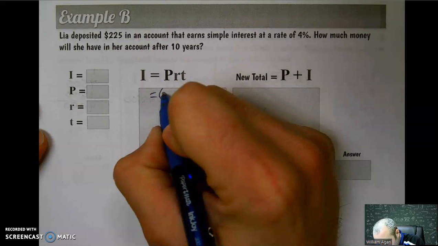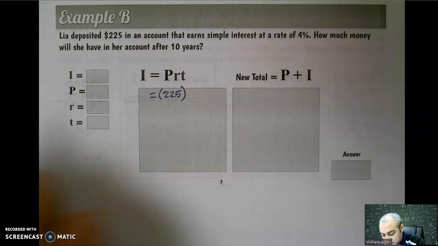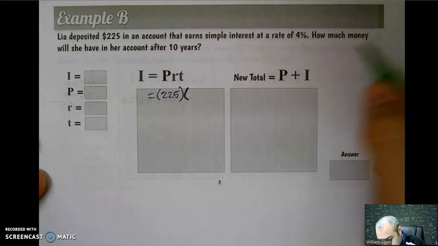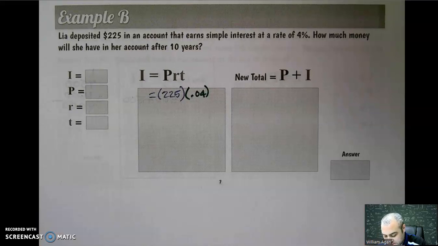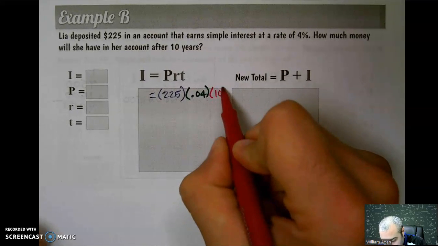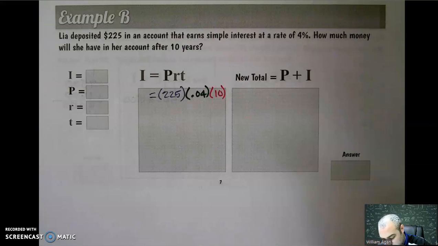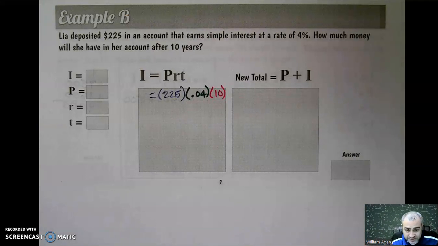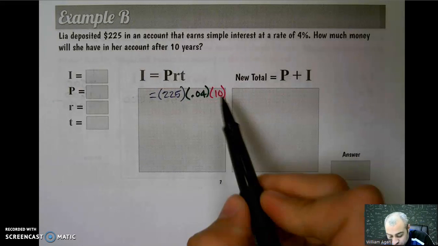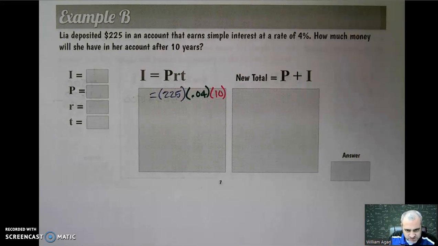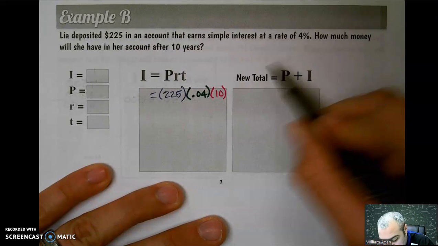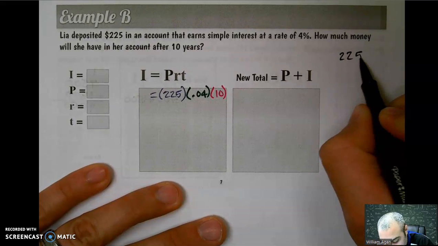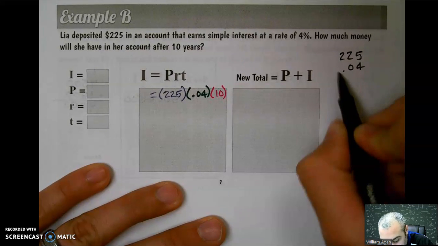So this is 225 times 0.04 times 10. Okay, so again, you can do it in any order that you want. Whenever they give you 10, there's a lot of shortcuts that you can take. Okay, but I'm just going to do it from left to right like normal because it really isn't all that hard. So I have 225 times 0.04.